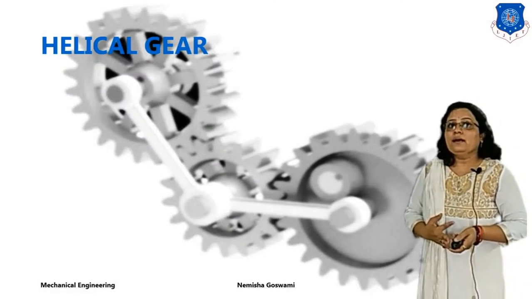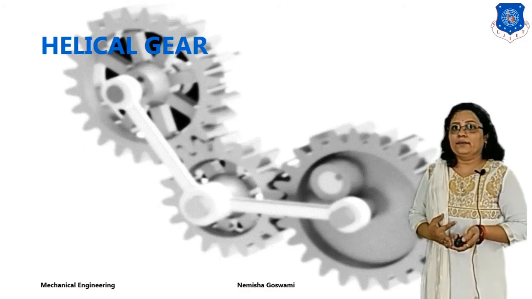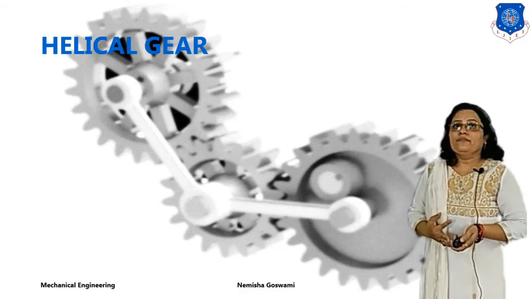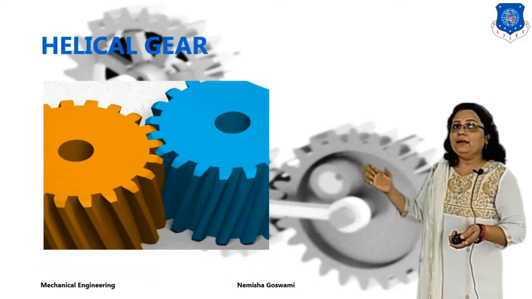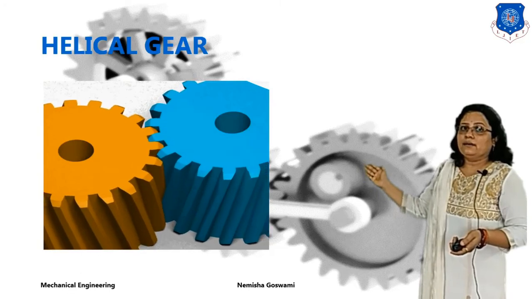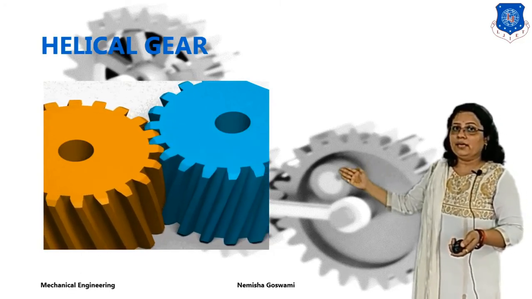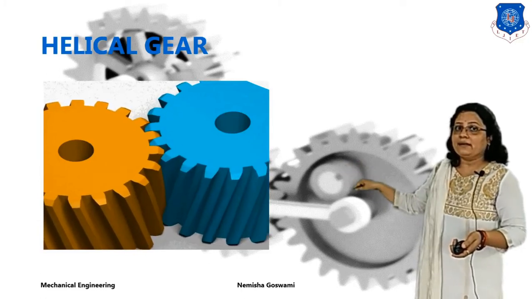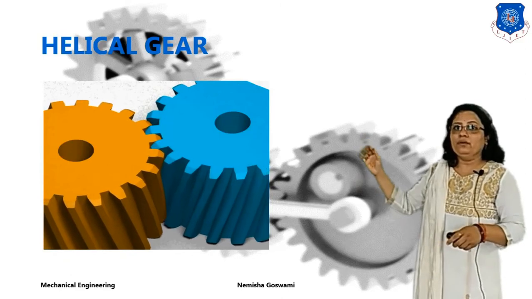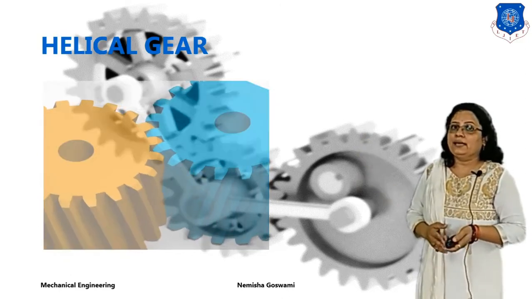Now next is the helical gear. A helical gear is used when the shaft axes are parallel to each other. You can see in this diagram, this is the helical gear. The shaft axes are parallel to each other, but you can see that the teeth are at some inclination with respect to the shaft axis. This type of gear is known as a helical gear.